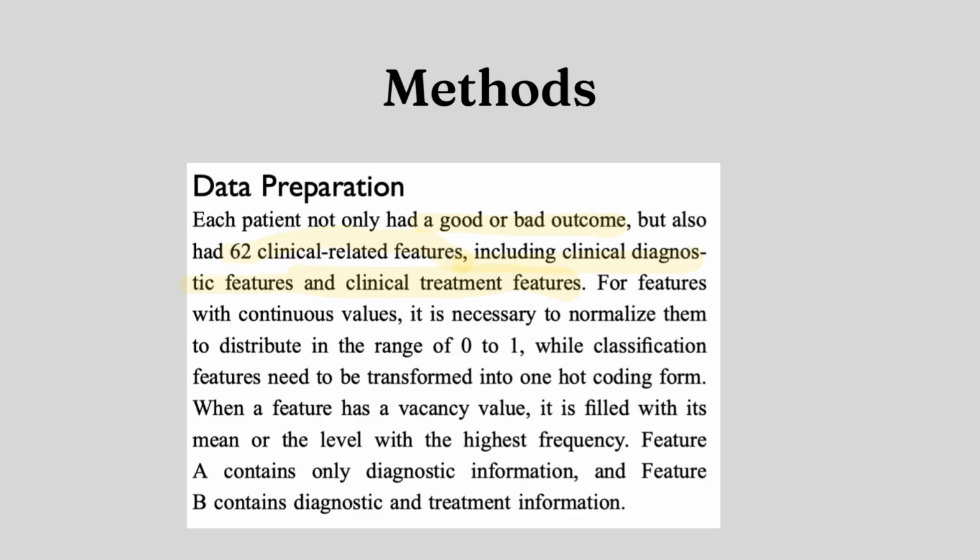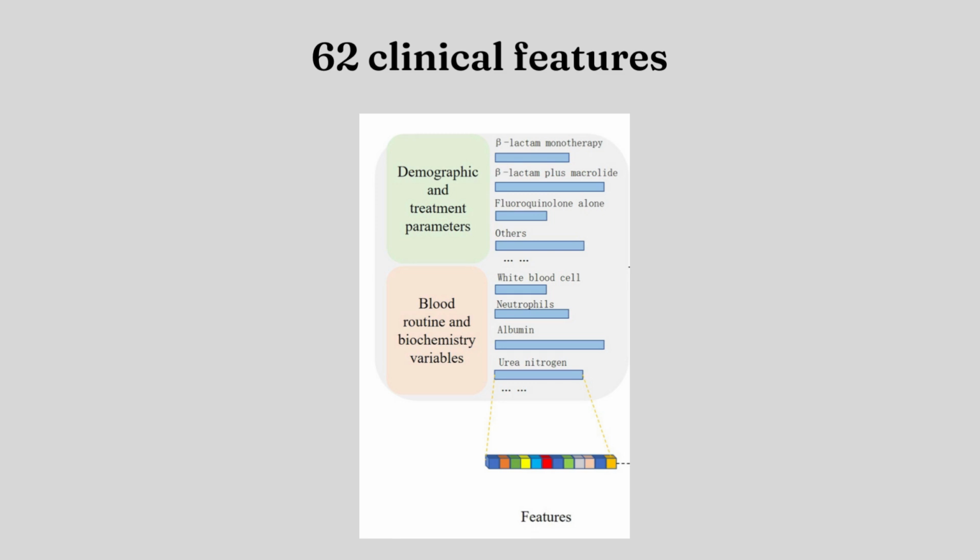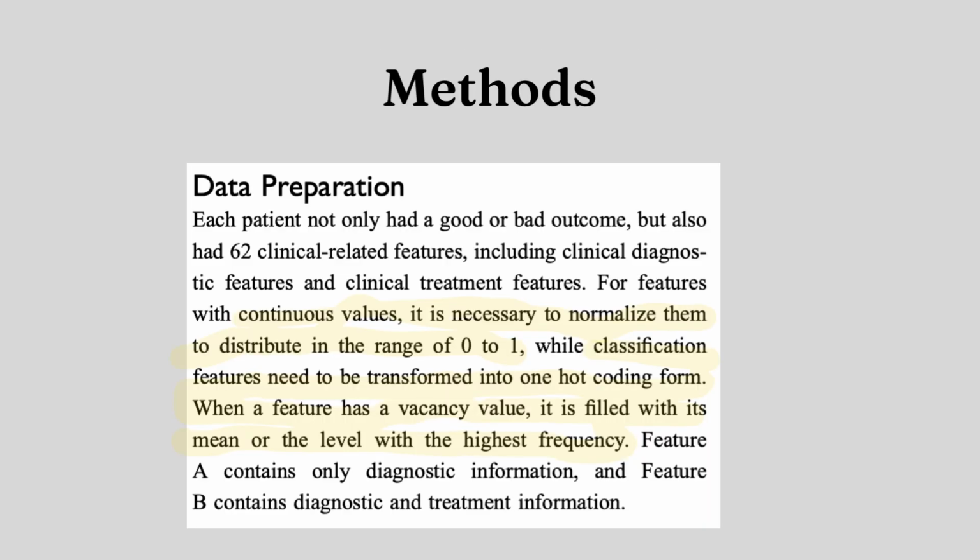The researchers used 62 clinical features for each patient as inputs. They divided these features into diagnostic and treatment features, just like any clinician would. They normalized the continuous number variables to between 0 and 1, which we discussed last time. For the classification features, like whether the patient received a certain antibiotic, they used one-hot encoding, which we also discussed. The vacancies were filled with the mean or the most frequent value.